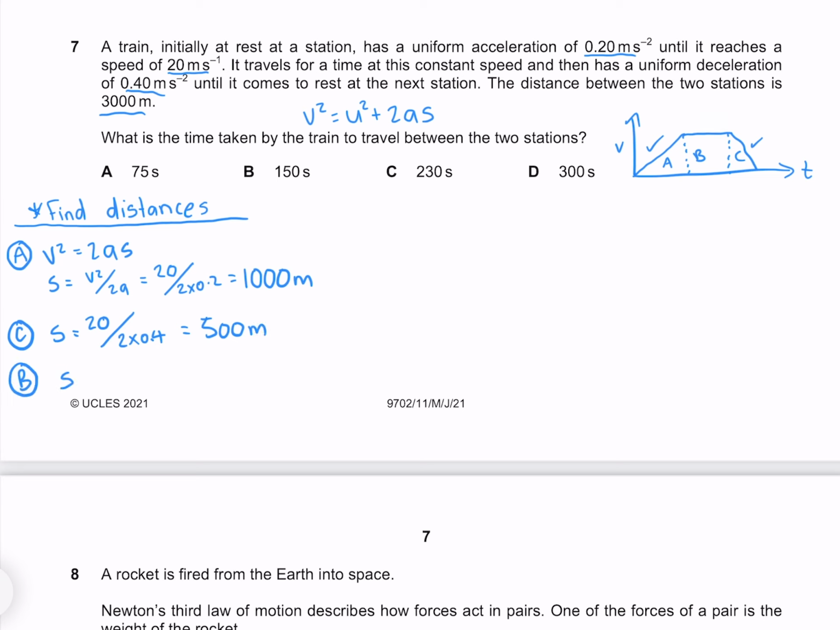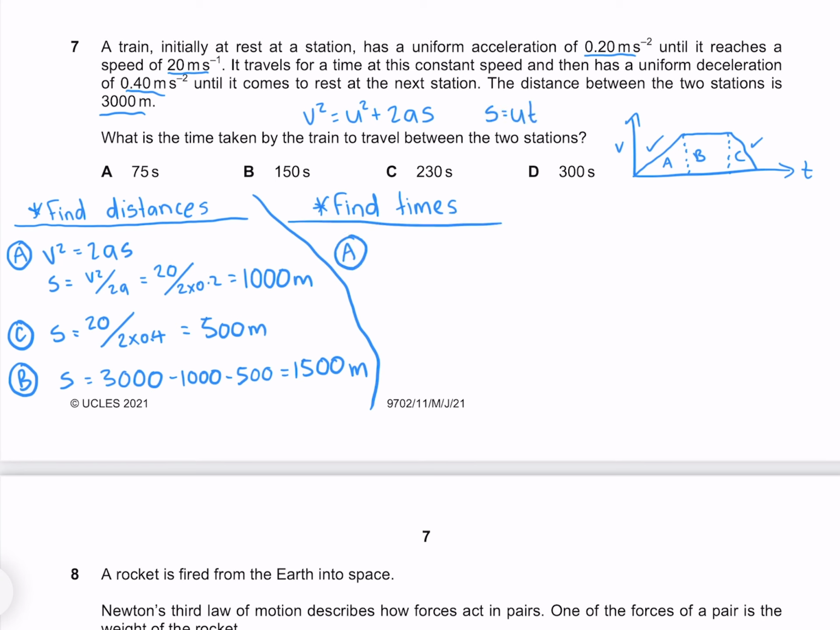Now we know the distance for our section B must be our total distance of 3,000 minus the distances of A and C, which gives me 1,500 meters. Now we can find our times.